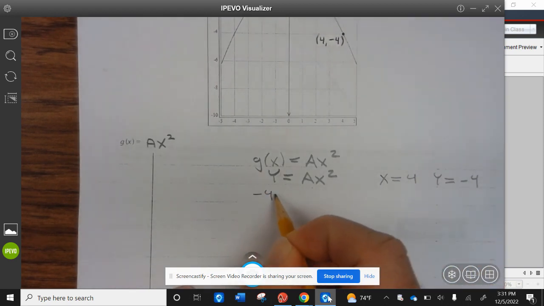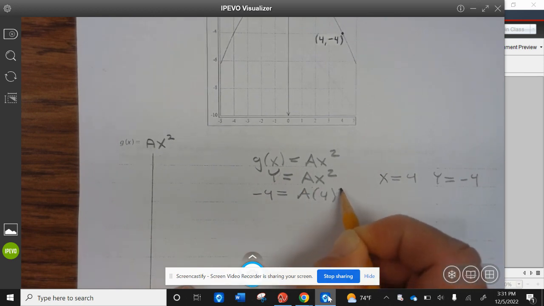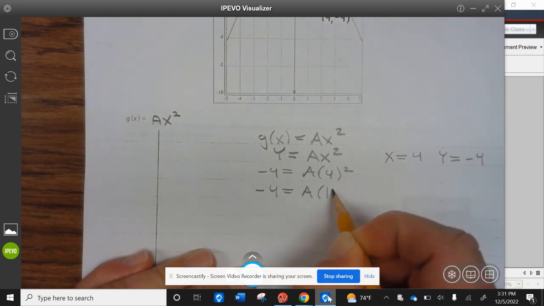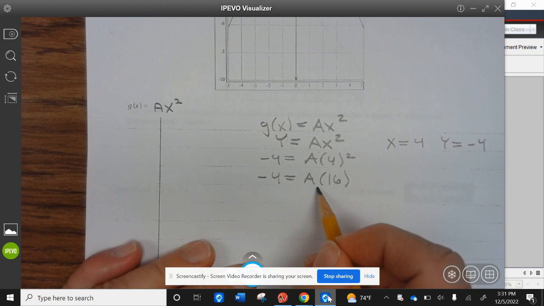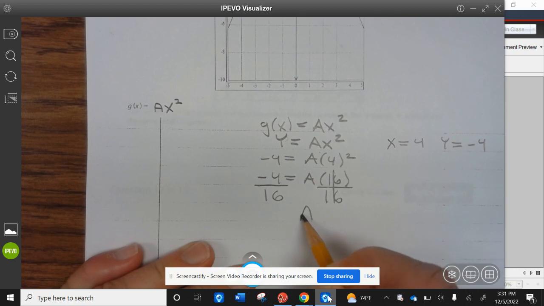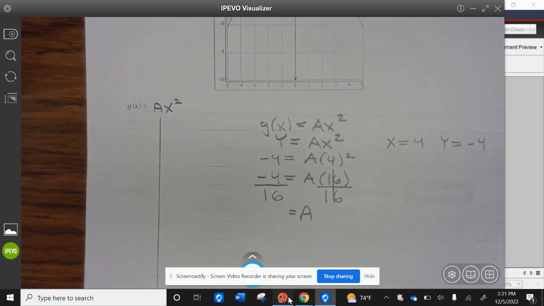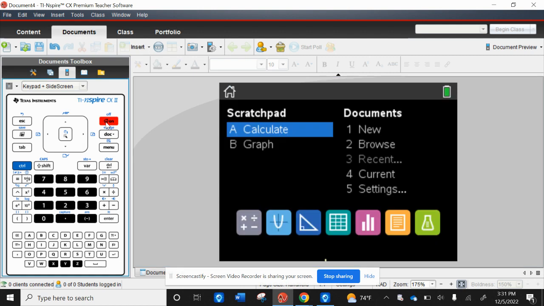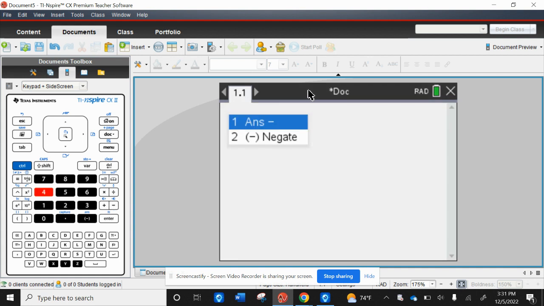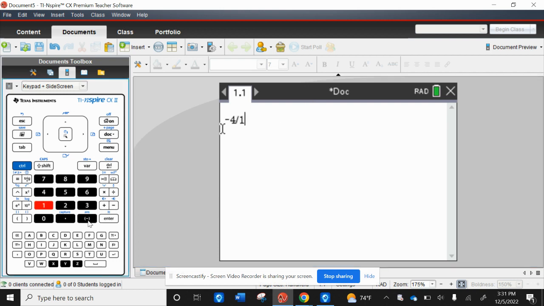So that's negative 4 equals a times 4 squared. So negative 4 equals a times 16. We're going to divide both sides by 16. That divides and becomes 1. So a equals, and we can actually use our calculator to reduce that. So we're going to go to on, new document, add calculator. Negative 4 divided by 16 reduces to negative 1/4.